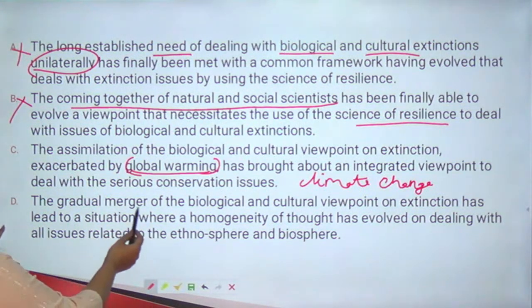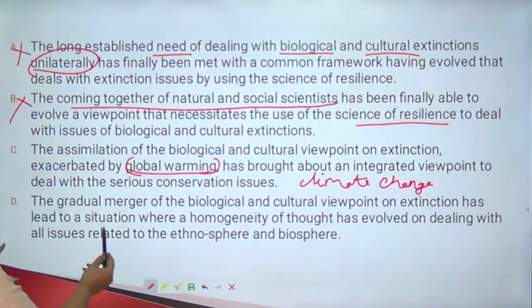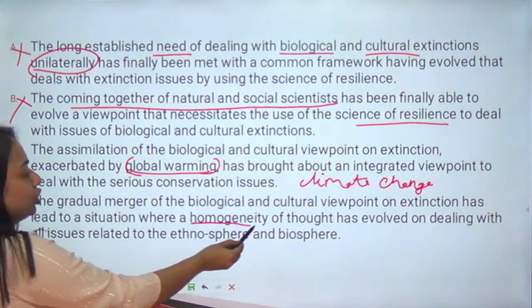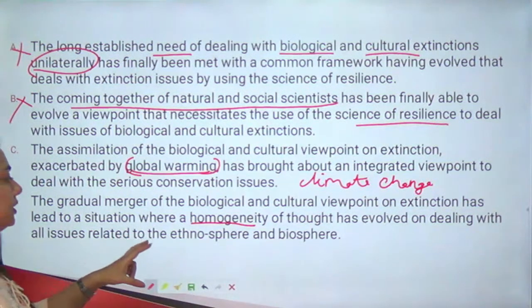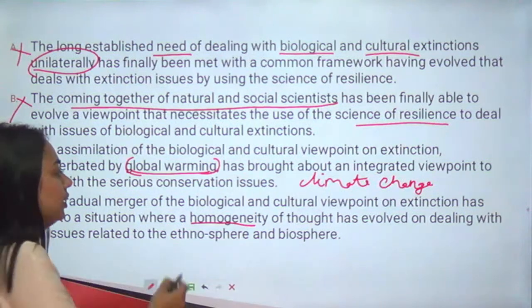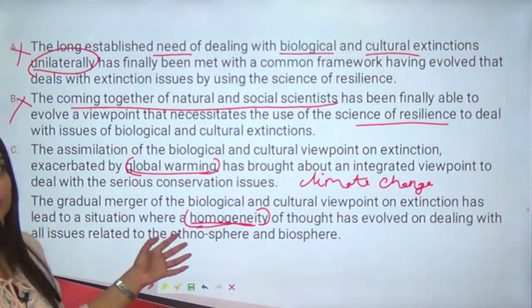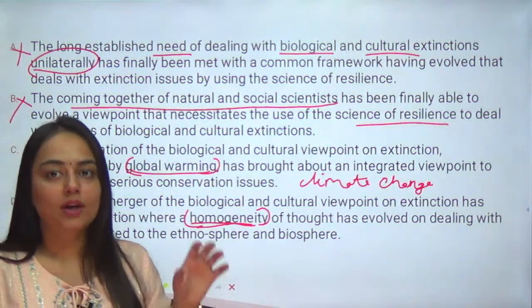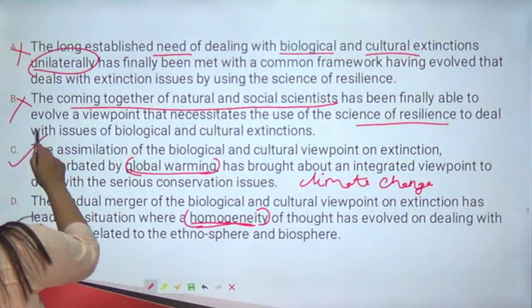The gradual merger of the biological and cultural viewpoint on extinction has led to a situation where a homogeneity of thought has evolved on dealing with all issues related to the ethnosphere and biosphere. No, there is no homogeneity, rather now we have allowed some heterogeneity, I would say. So the only answer that we are left with is C.